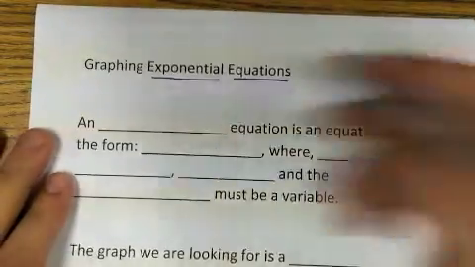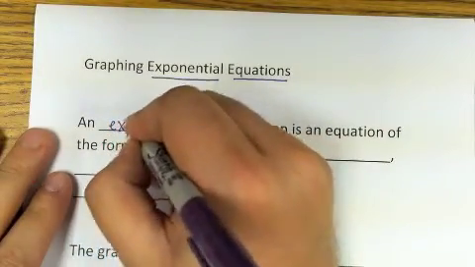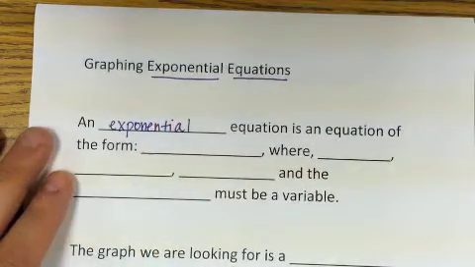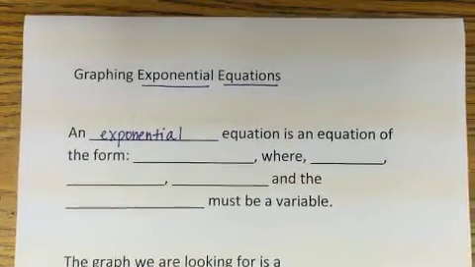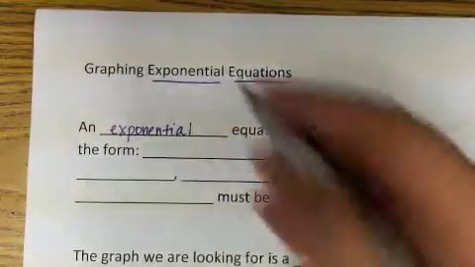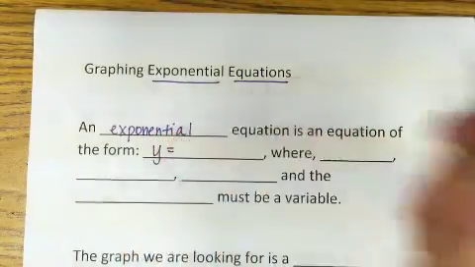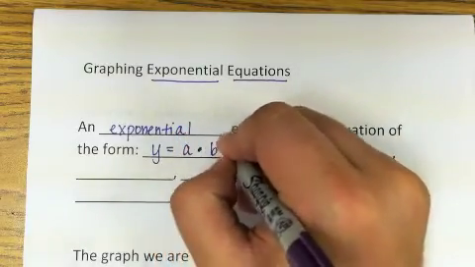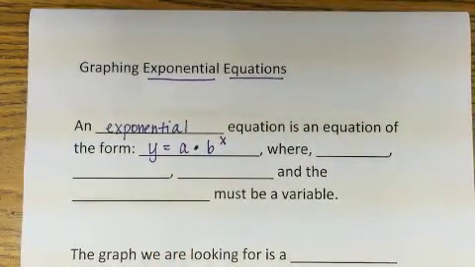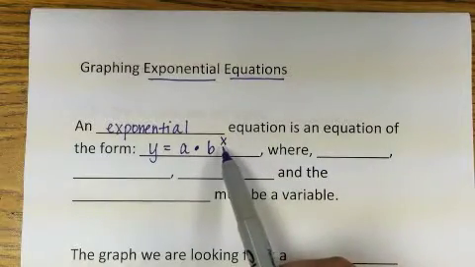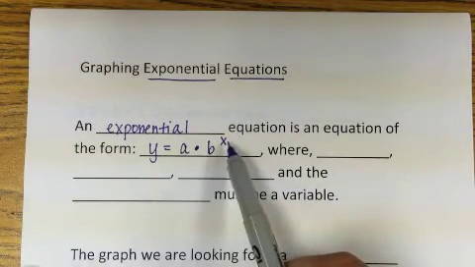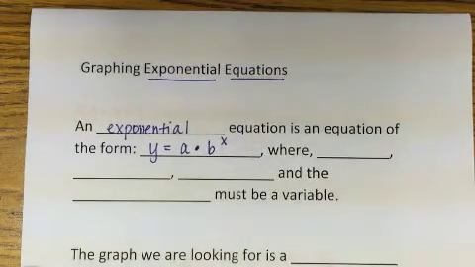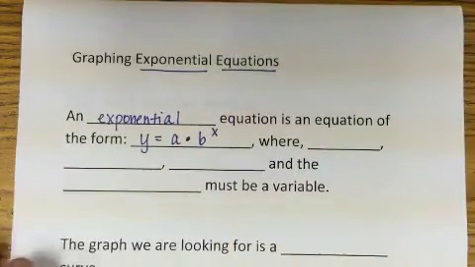But here we go. An exponential equation is an equation of the form y equals a times b raised to the x power. And that makes sense because if it's an exponential, the word exponent is in that word. So the variable is going to be in the exponent spot.